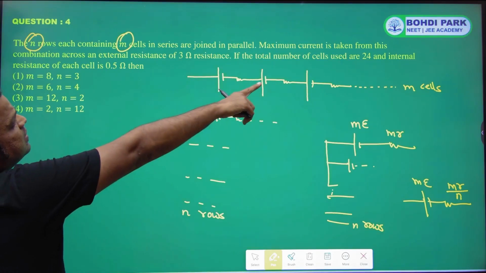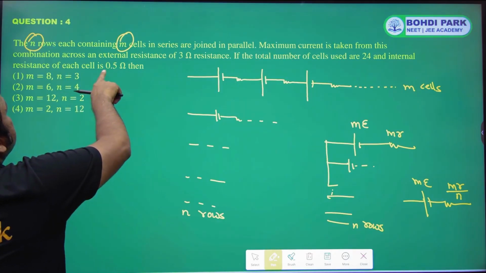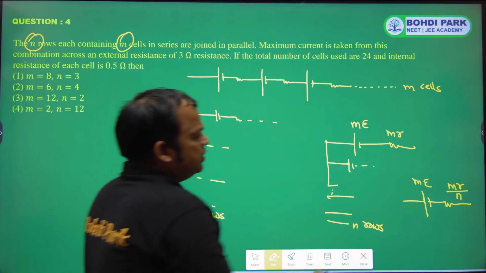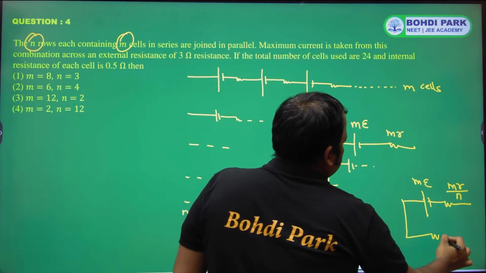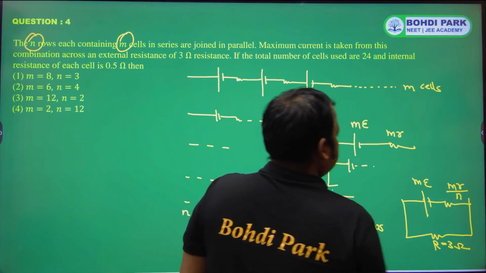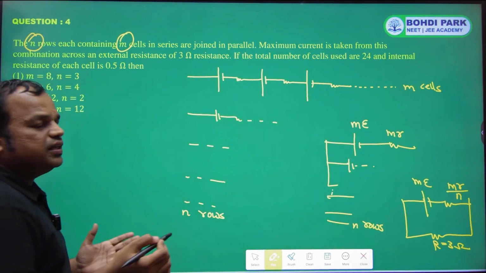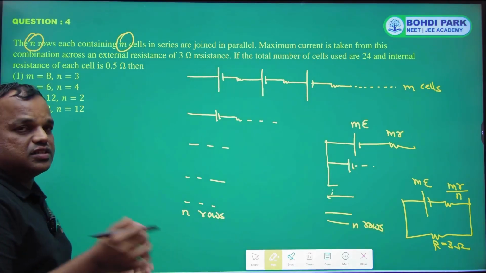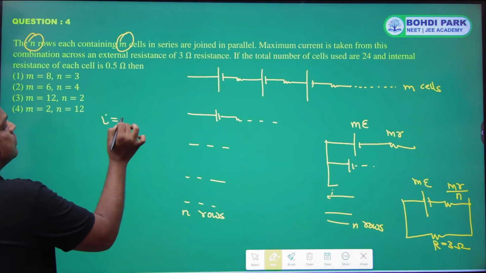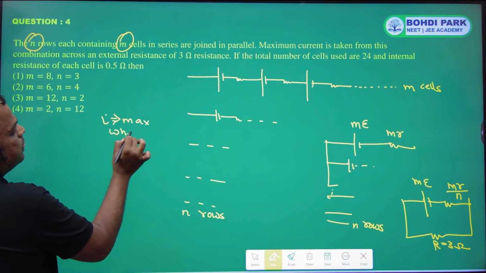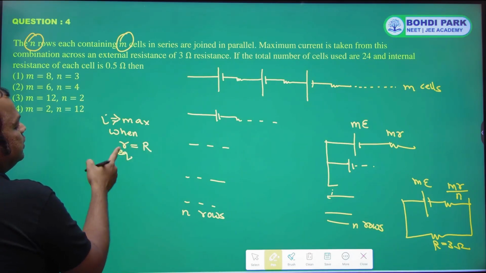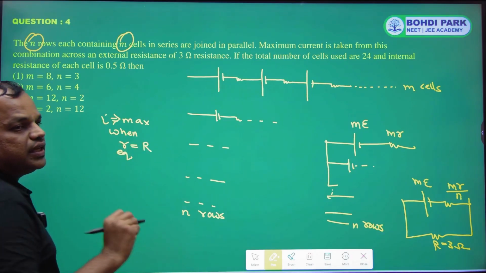If the total number of cells is 24 and the internal resistance is 0.5, what is the maximum current, when it is connected across an external resistance of 3 ohm? We know this concept: when the external resistance and internal resistance are equal, current is maximum, and power is also maximum. So current is maximum when total internal resistance is equal to external resistance.